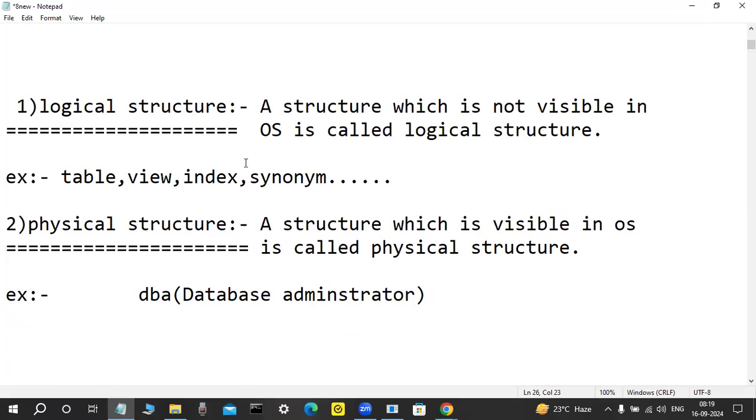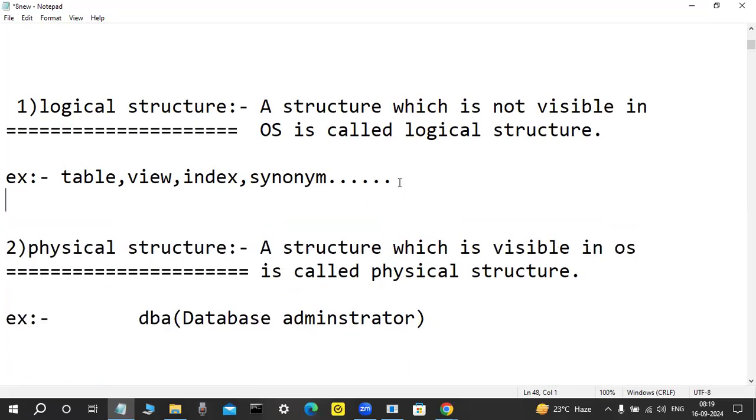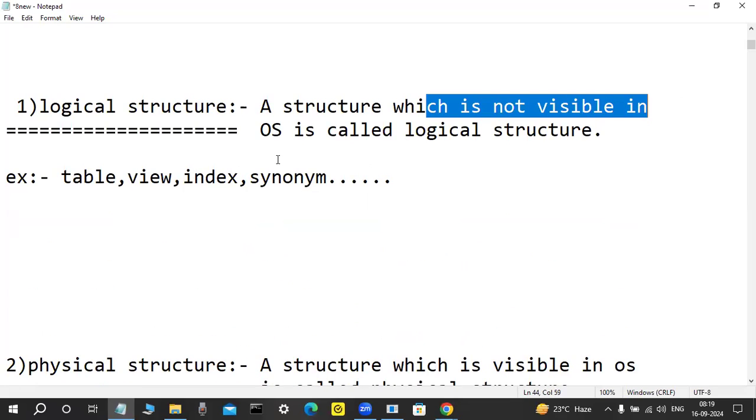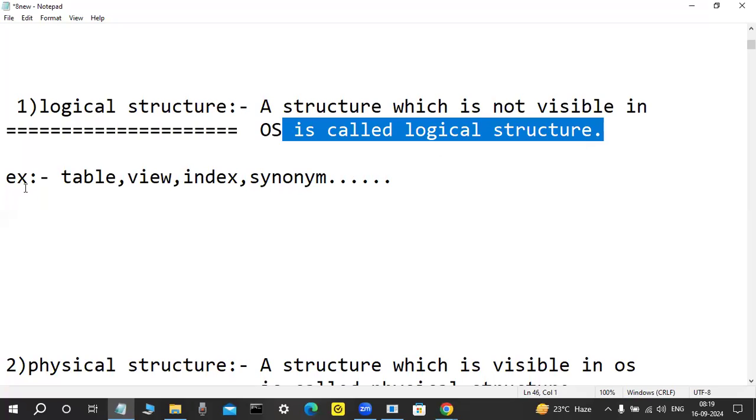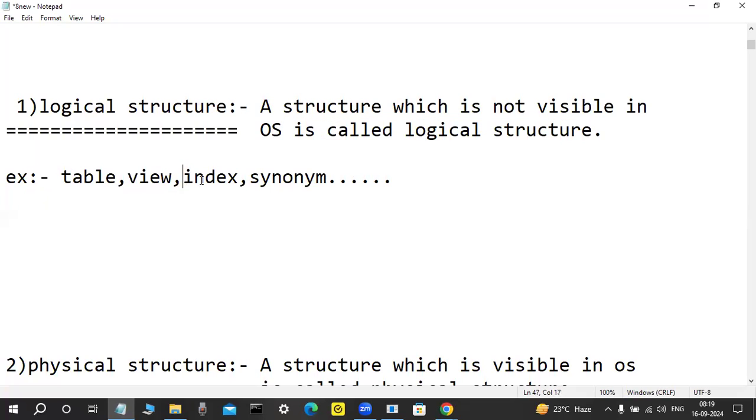That's why Oracle Corporation says: a structure which is not visible in the operating system is called a logical structure. Examples: tables, views, indexes, synonyms, so many things are there, but at least some fellows have an idea about tables. Okay, fine.